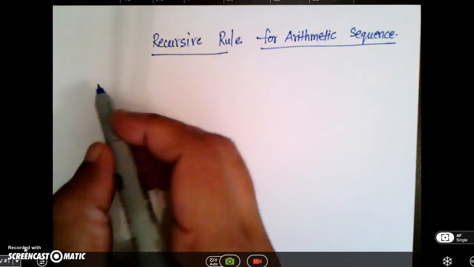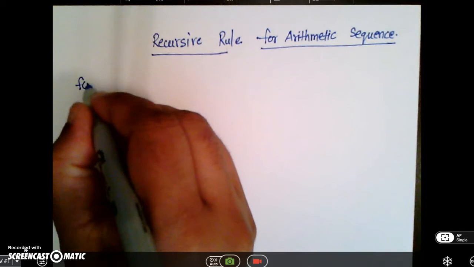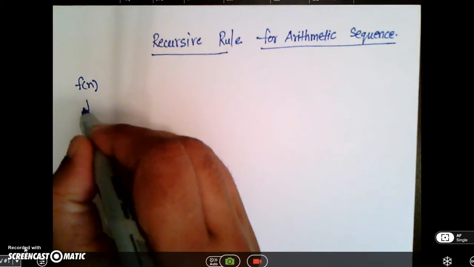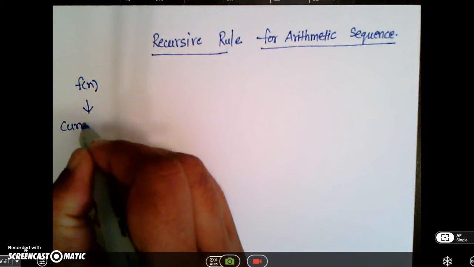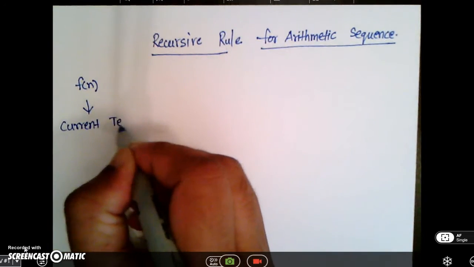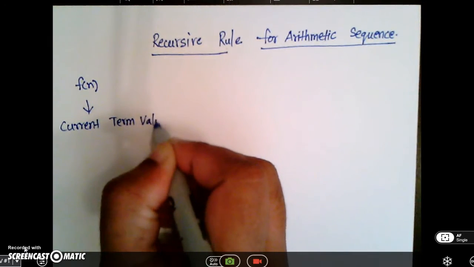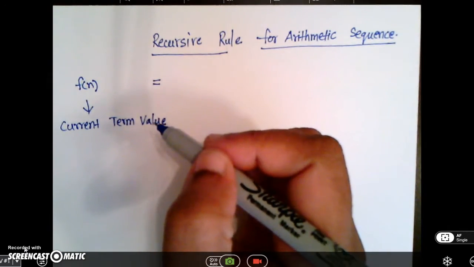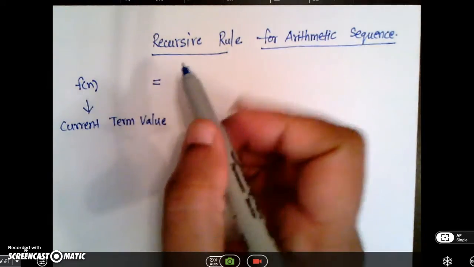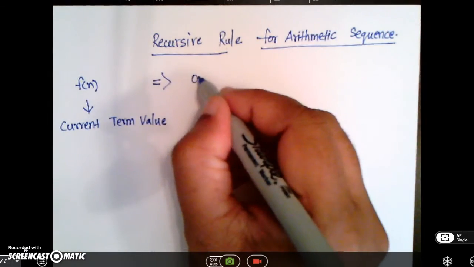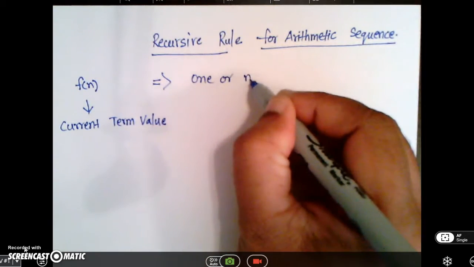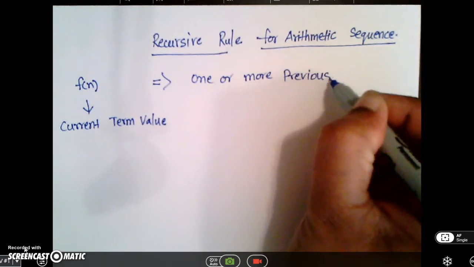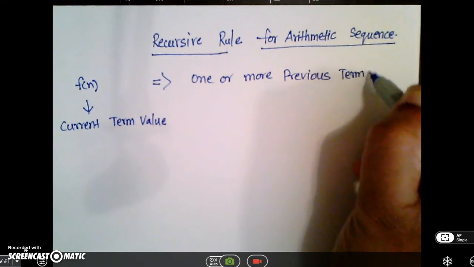And the recursive rule relates your term value that you're trying to find. This is the current term value. I call it current term value because that's the value that you're trying to find or trying to write a rule for. So you have this current term value. It relates to one or more previous term values.